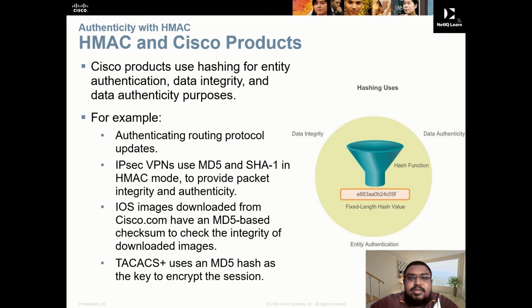HMAC is used with Cisco products. Cisco products use hashing for entity authentication, data integrity, and data authenticity purposes. For instance, for authenticating routing protocol updates, IPsec VPNs use MD5 and SHA1 in HMAC mode to provide packet integrity and authenticity. IOS images downloaded from cisco.com have an MD5-based checksum to check the integrity of downloaded images, and TACACS Plus uses an MD5 hash as the key to encrypt the session.